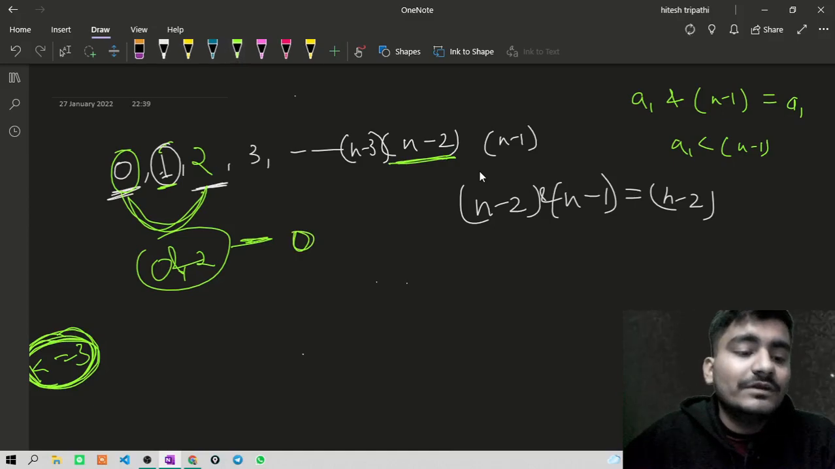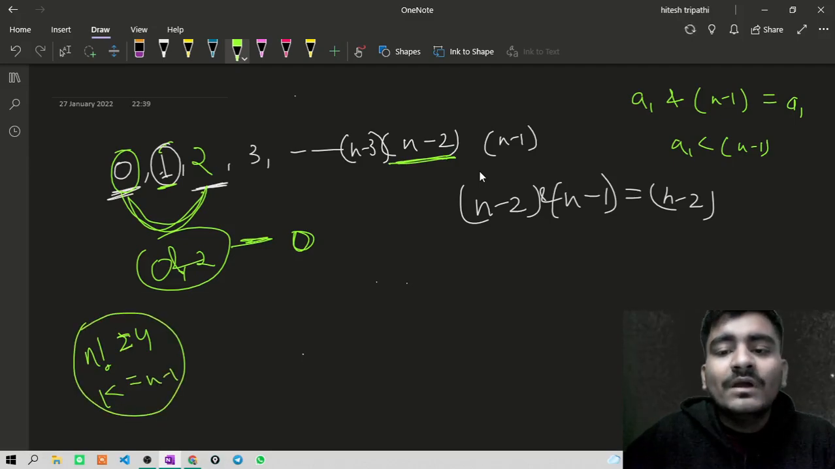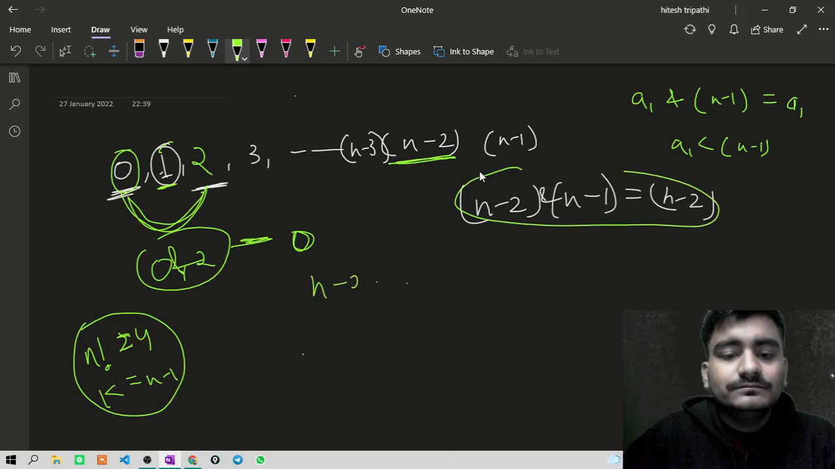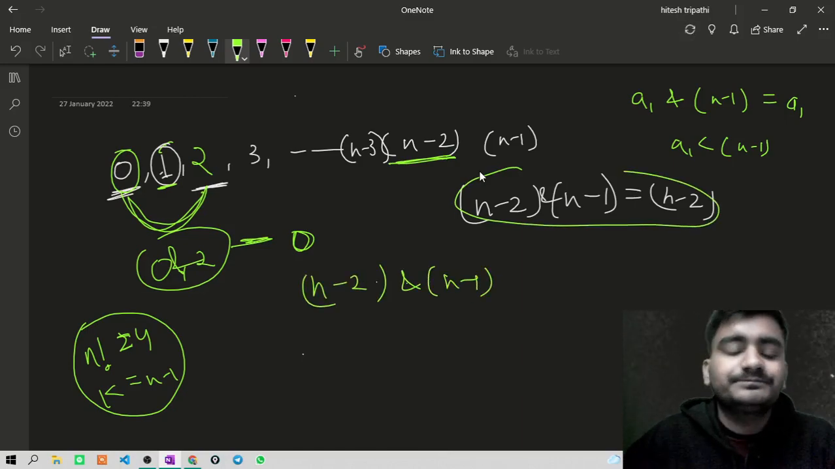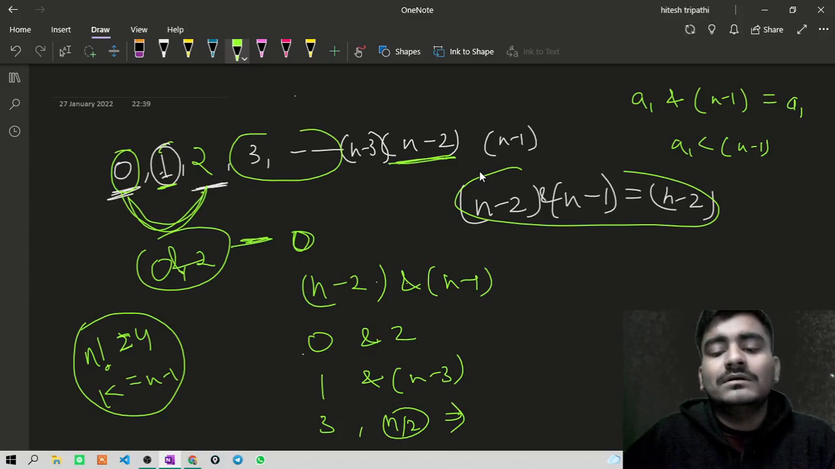So for this case, we have already discussed that when n is greater than 4, or you can say when n is not equal to 4 and k is equal to n-1, what we can simply do is have the pairs n-2 and n-1, 0 and 2, and 1 and n-3. Okay, and for the rest of the numbers, between 3 and n/2, I can simply print the number i and its complement.